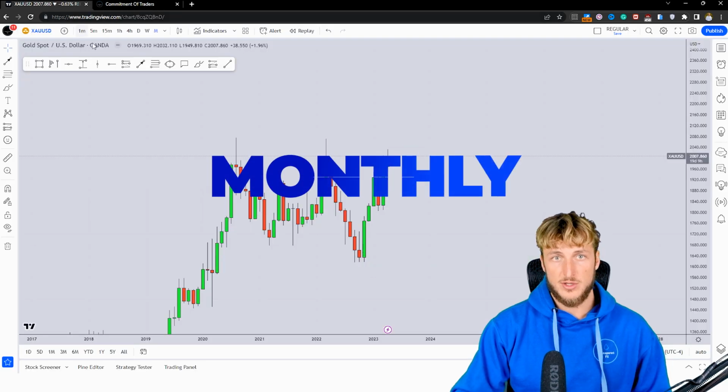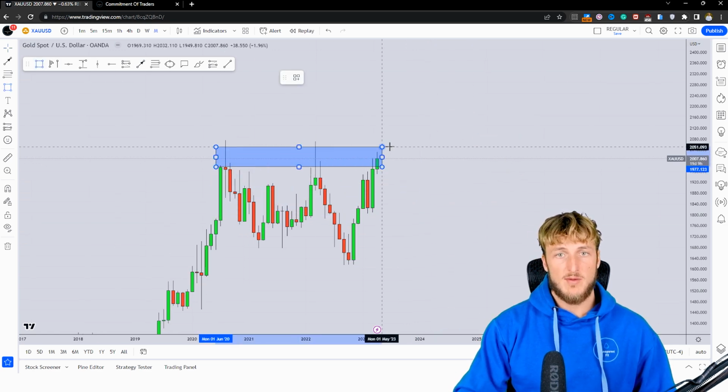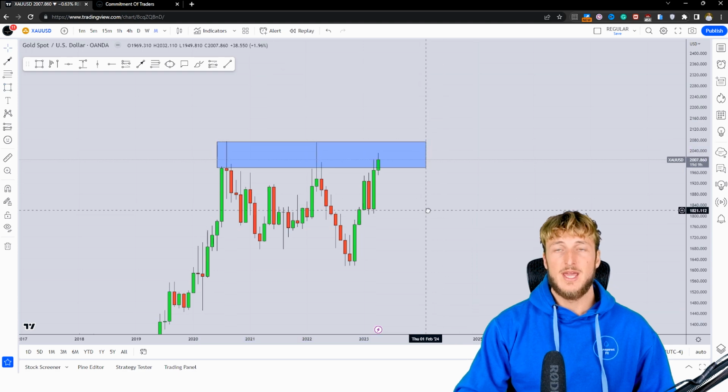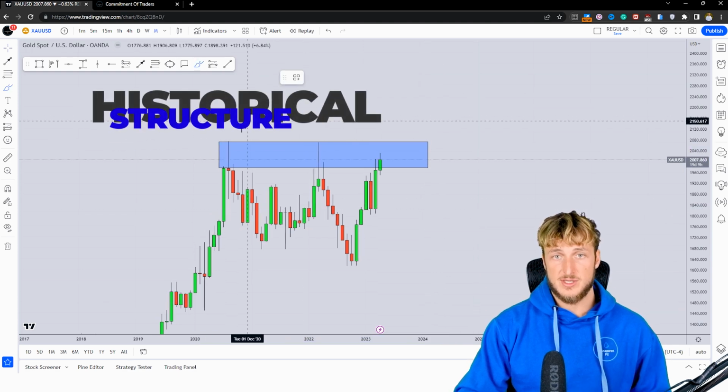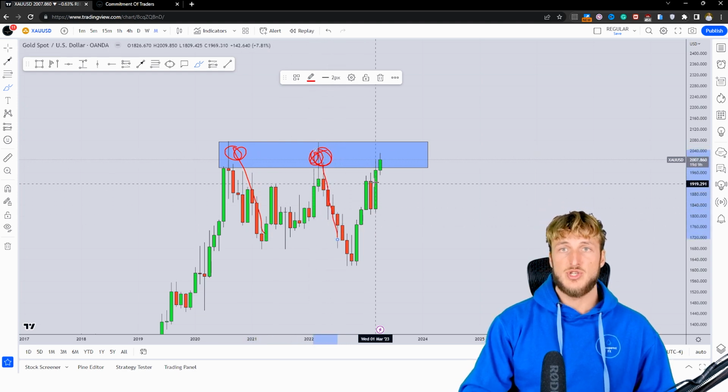Now, starting here from the monthly time frame, what we can see is that at the moment we have a market which is testing a quite strong historical structure resistance area. From here, all this previous rejection to the downside was created. Again, here the market tested its zone and rejected it to the downside.